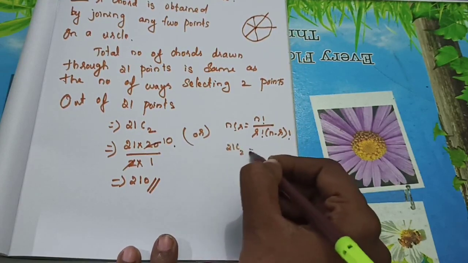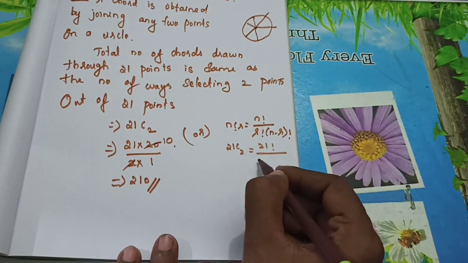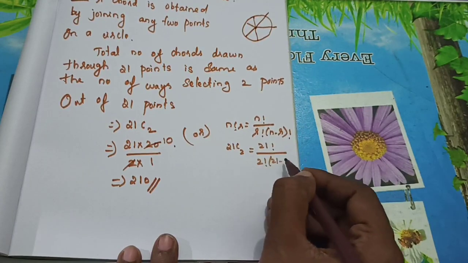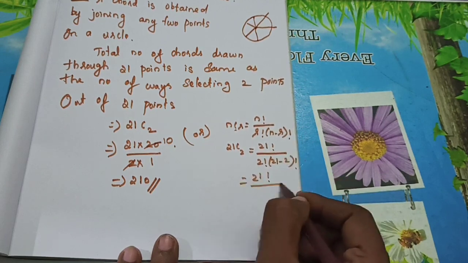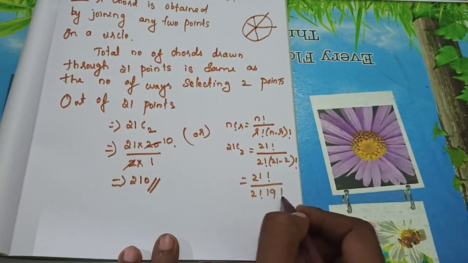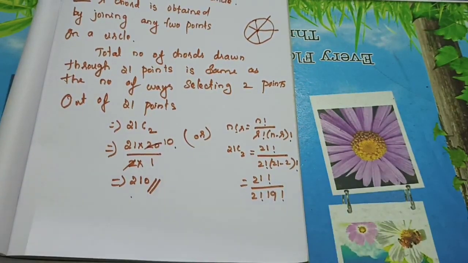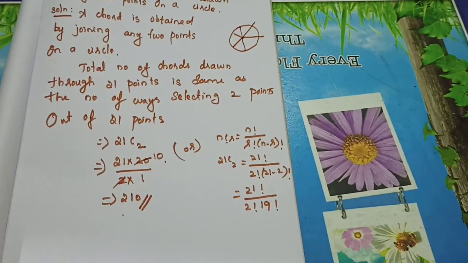21C2 means 21 factorial divided by 2 factorial into (21 minus 2) factorial. That's equal to 21 factorial divided by 2 factorial, 19 factorial. If you simplify, same answer you will get. If you need, you can do this. Better, this is very easy. Otherwise you can use this. Understand? Let's move to next problem.